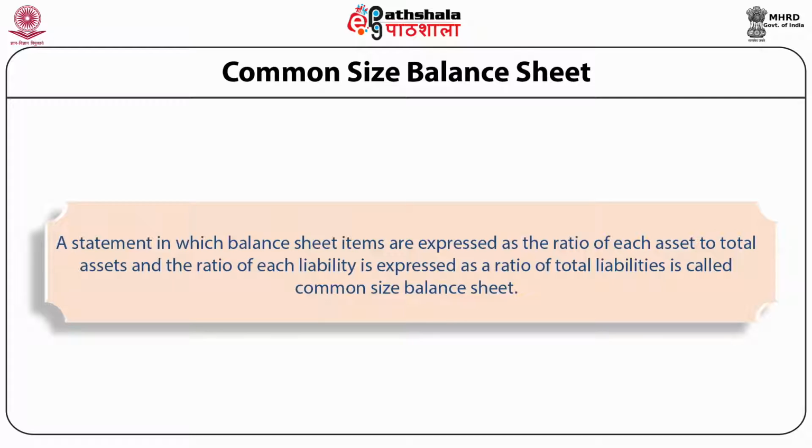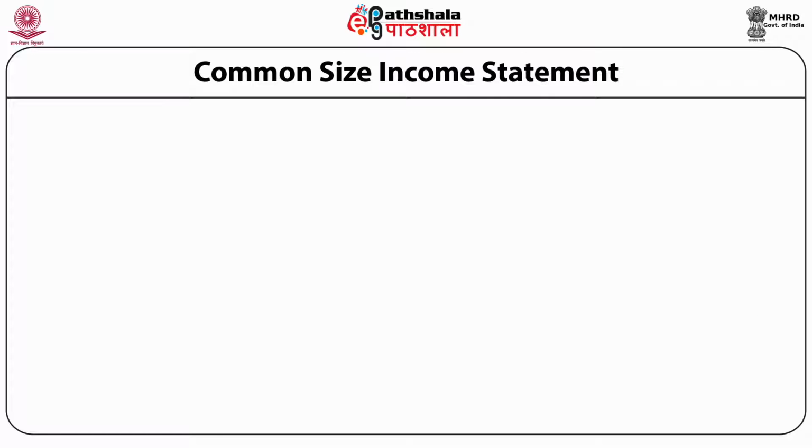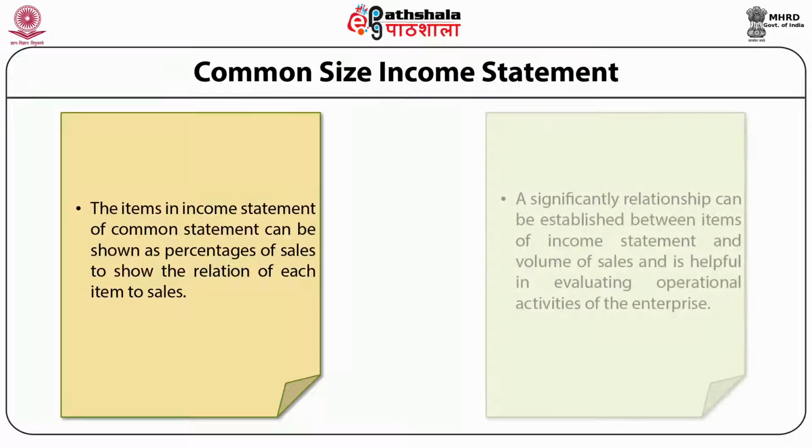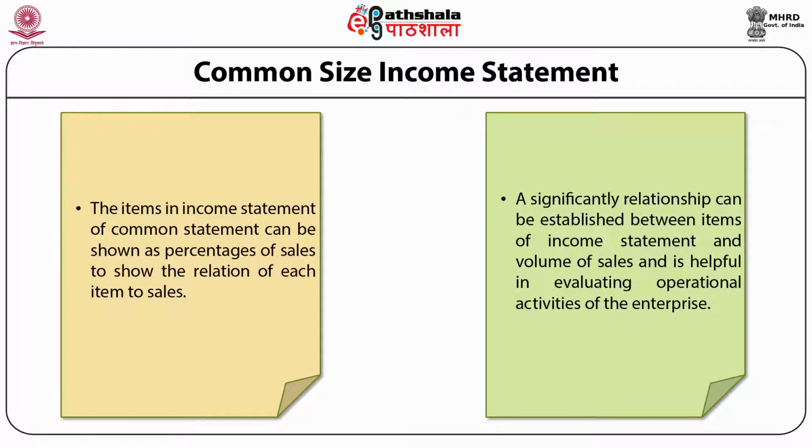for comparison. The comparison of figures in different periods is not useful because total figures may be affected by a number of factors. Common size income statement. The items in the income statement can be shown as percentages of sales to show the relation of each item to sales. A significant relationship can be established between items of the income statement and volume of sales, and it is helpful in evaluating operational activities of the enterprise.